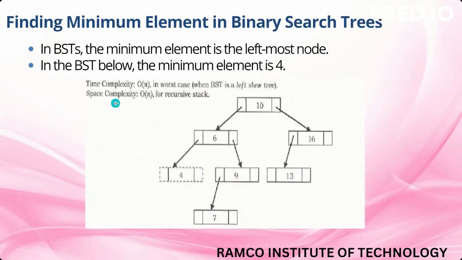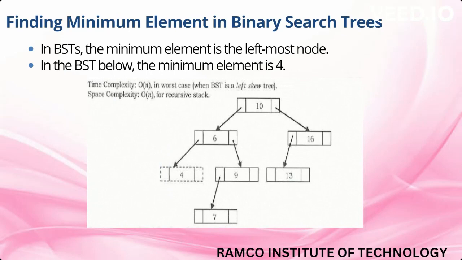Finding the minimum element in the binary search tree. We already know the property of a binary search tree: all the elements in the left subtree are less than the root node, and all the elements in the right subtree are greater than the root node. So in a binary search tree, the minimum element is the leftmost node in the tree. Here the minimum element for the given tree is 4. The time complexity is O(n) for the worst case, and the space complexity is O(n) for the recursive stack.